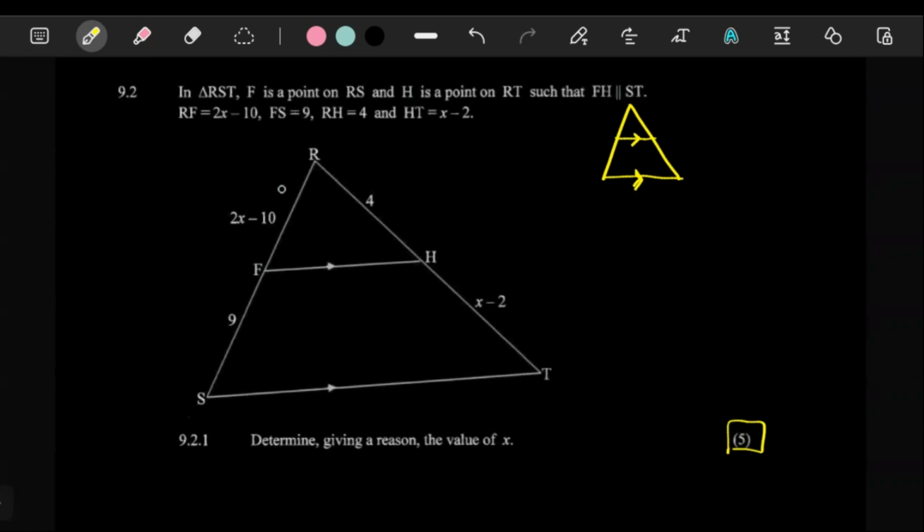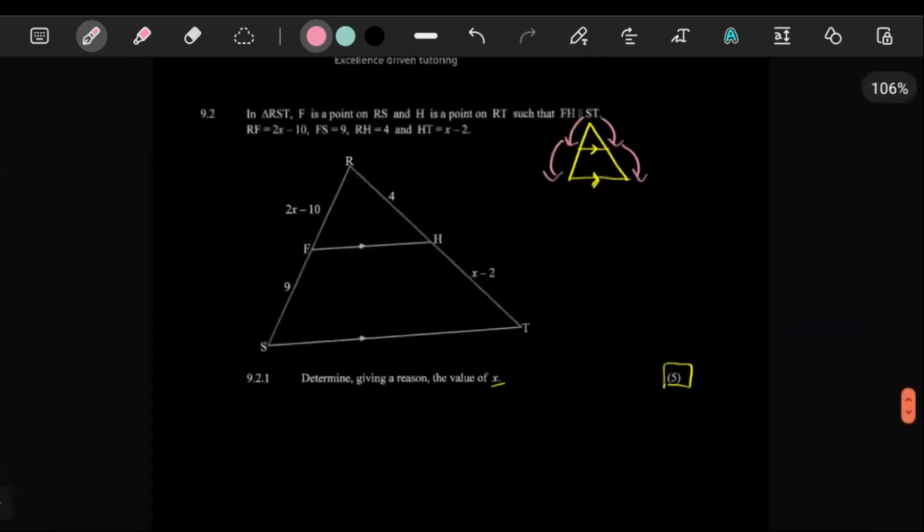And then it says here RF is 2x minus 10, FS is 9, RH is 4, HT is x minus 20. So they say determine, giving reasons, the size of x. So this one is going to be quite straightforward because of our proportionality theorem. You can just write out a ratio: this over this is equal to that over that. And then you make an equation, right?